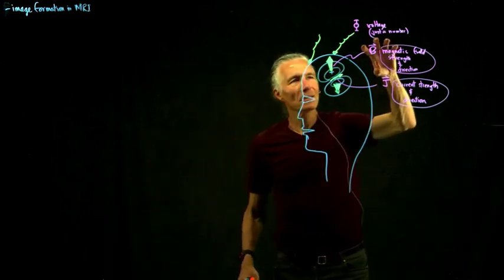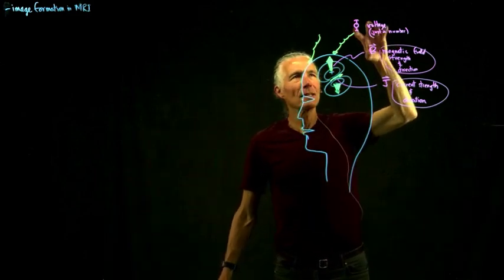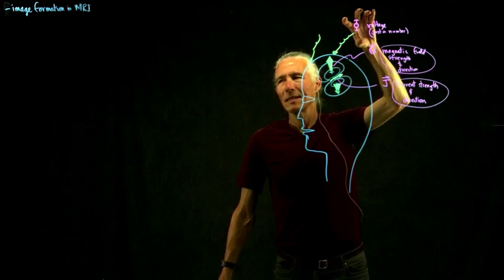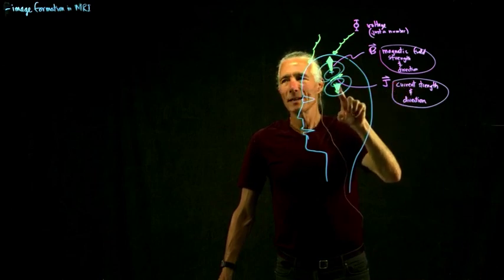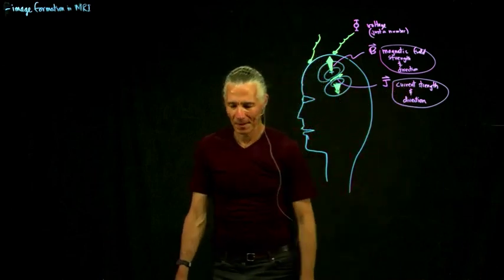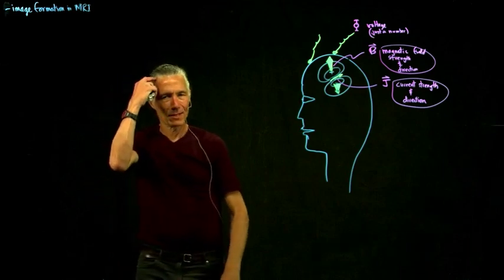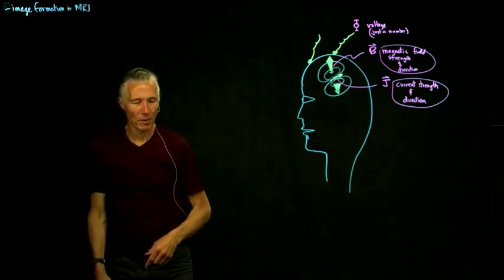So the B recording is MEG, the voltage recording is EEG, and they're both caused by this current flow inside here. Okay, so that was just a review of that very first part.